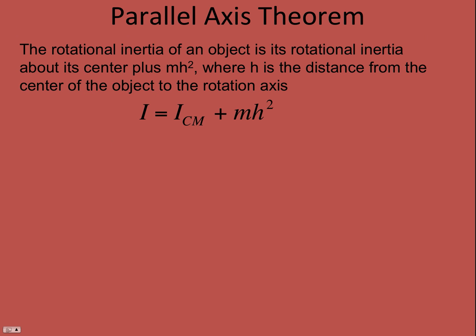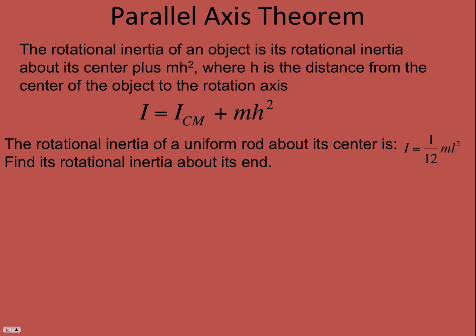And you should have learned about the parallel axis theorem, and so let's use it to figure out the rotational inertia of a rod about its end. And so the parallel axis theorem says the rotational inertia of an object is its rotational inertia about its center. CM stands for center of mass, which for a regular geometric shape, which is all we're considering, is at its geometric center, plus mh squared, and h is the distance from the center of the object to the rotation axis. So you need to know this and how to use it.